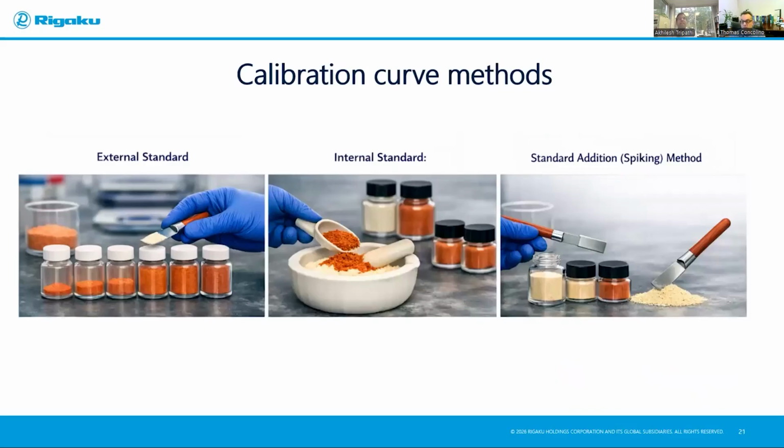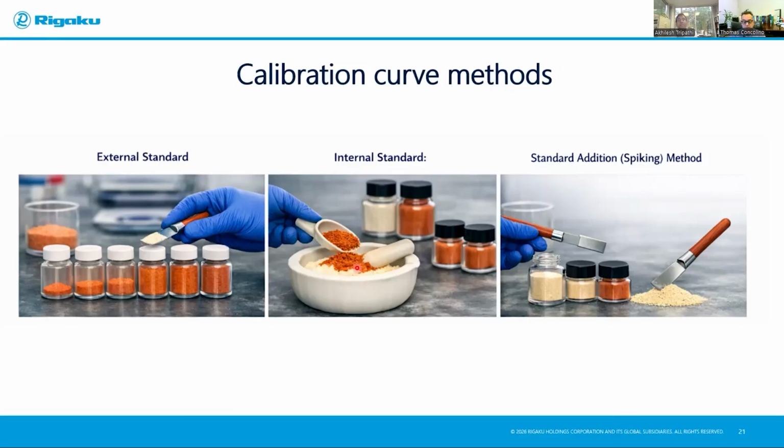So next is the calibration curve method. As shown here in three pictures, there are three different methods: external standard, internal standard, and standard addition or spiking methods. In the external standard method, you compare your unknown sample to a series of samples whose composition is already known. For example, you add 20, 30, 40, 80, 85% of some sample. By seeing how strong the signal is with these reference samples, you can estimate how much phase is present in your sample. So that's the external standard method.